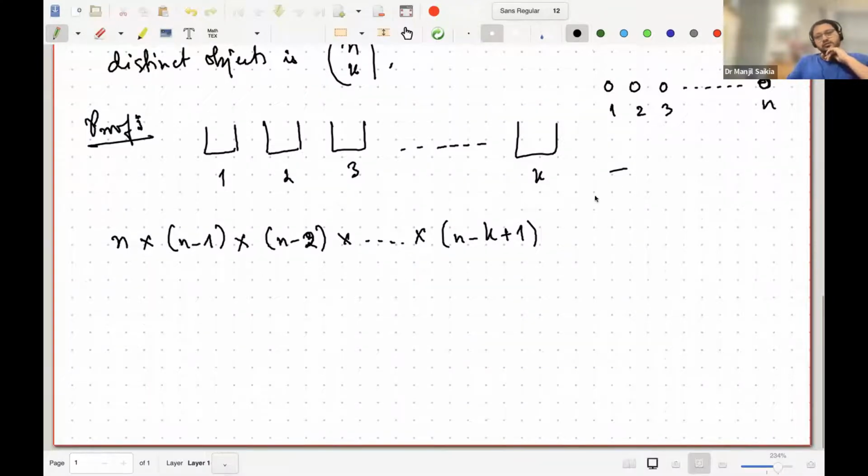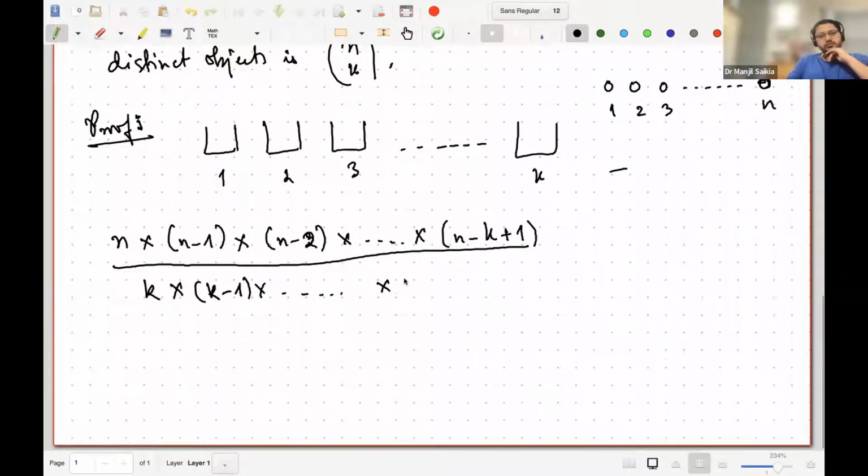So what we have to do is permute all of these k many things that we have put in here and then divide by the permutation. The number of permutations of k objects is just k factorial, which is k times k-1 and so on up to 1. And now this is our result.